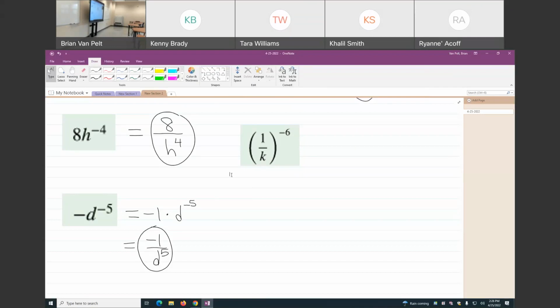K to the sixth over 1 to the sixth. That's right, k to the sixth over 1 to the sixth. You can even simplify that. K to the sixth over 1 to the sixth, even better than that. Over 1, there's no big deal, right?